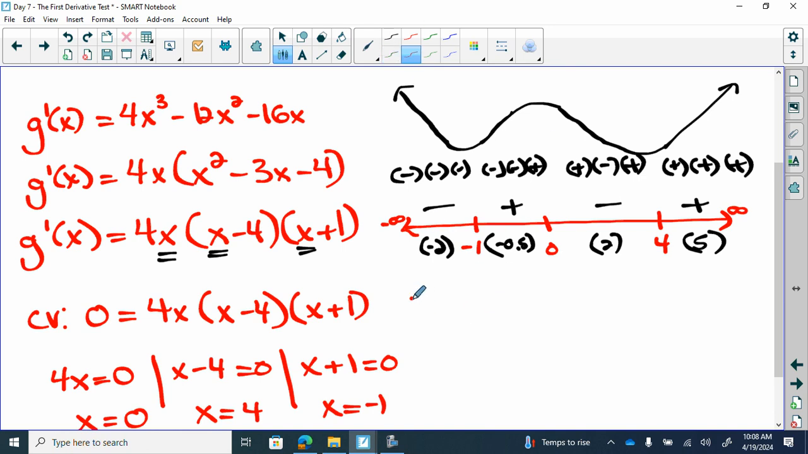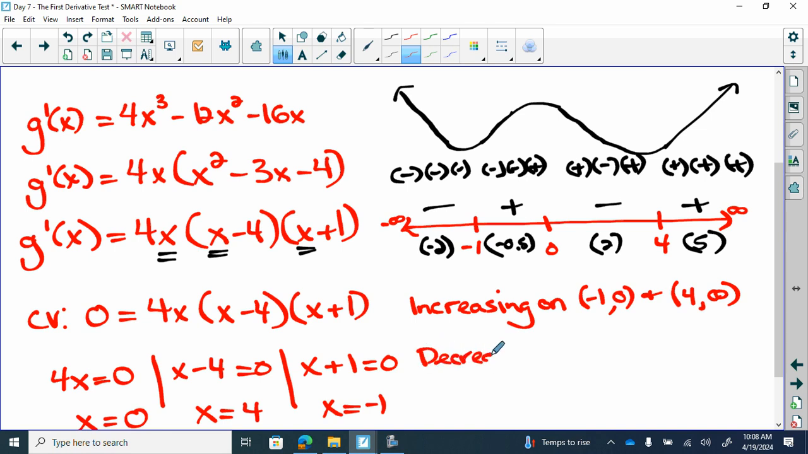Let's state the intervals of increase. I would say increasing on -1 to 0. That's an x value of -1 to an x value of 0. And where else? 4 to infinity. Decreasing on -infinity to -1. The negative sign, and the other interval with a negative sign above it is 0 to 4.